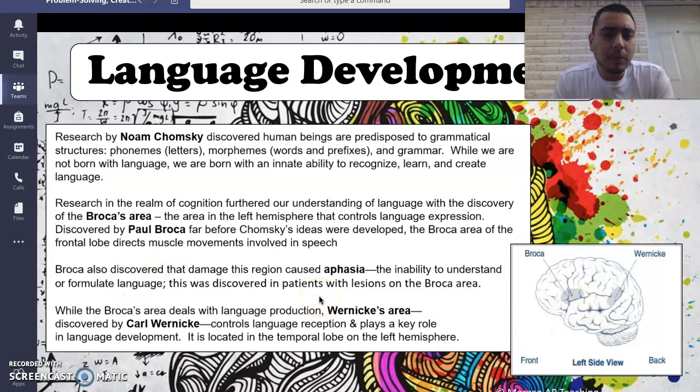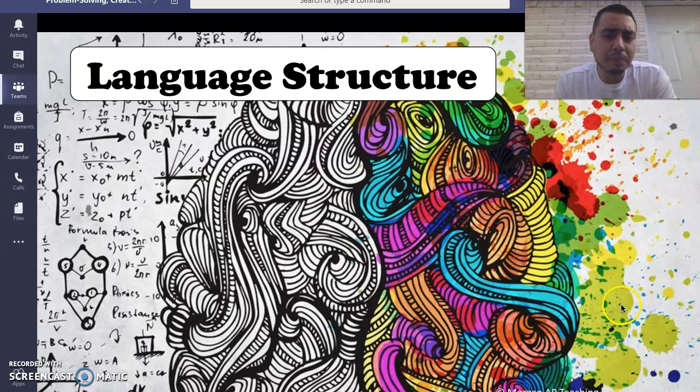So now, while Broca's area deals with language production, Wernicke's area, on the other hand, discovered by Carl Wernicke, controls language reception, or receiving language, and it plays a key role in language development. It is located in the temporal lobe on the left hemisphere. So these areas are very important: Broca for language production, and Wernicke for language reception. If you do get a blow or damage, trauma to any of those areas, it would be hard to produce and to receive language.